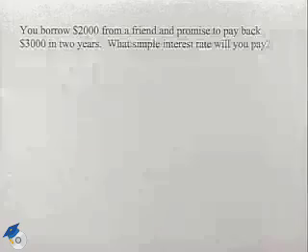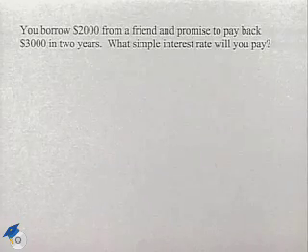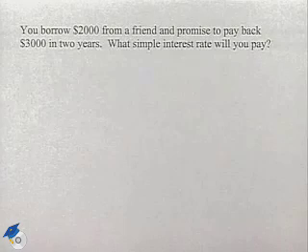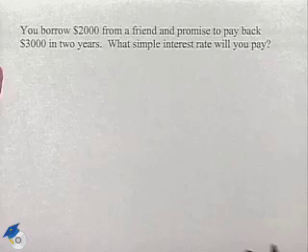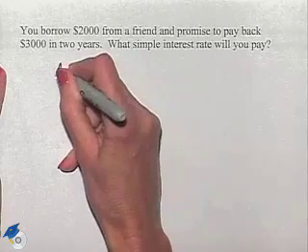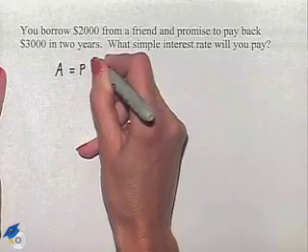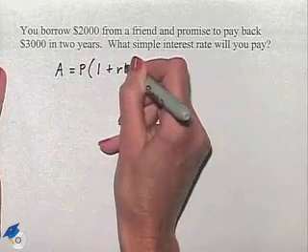In our next problem, we're going to again look at a loan. You borrow $2,000 from a friend and promise to pay back $3,000 in 2 years. What simple interest rate will you pay? We're going to use the formula for simple interest, which is A equals P times 1 plus RT.